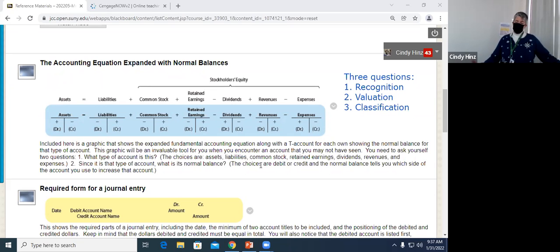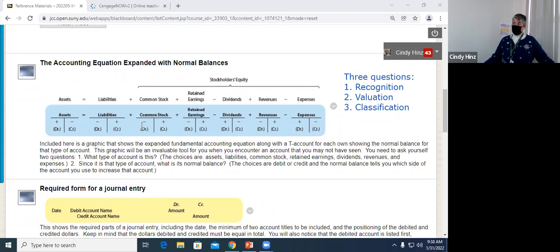So as we think about each account title, and this is explained here in the text underneath this graphic, you're going to be asking yourself some questions. So I know it's the cash account, but what type of account is that? Oh, it's an asset. So if it's an asset, it increases on the debit side. It decreases on the credit side.